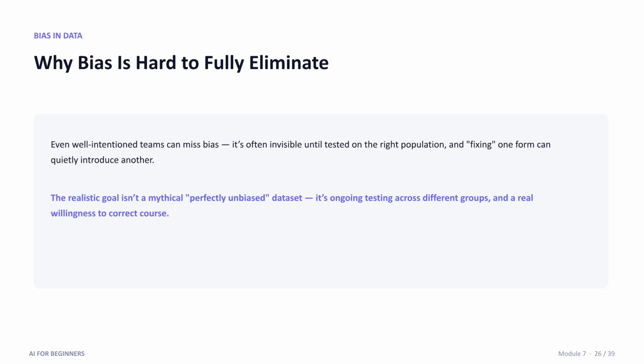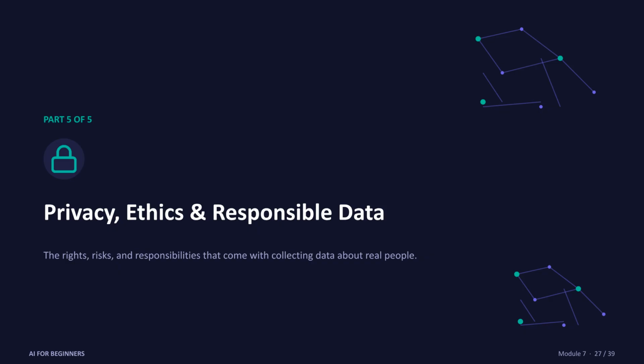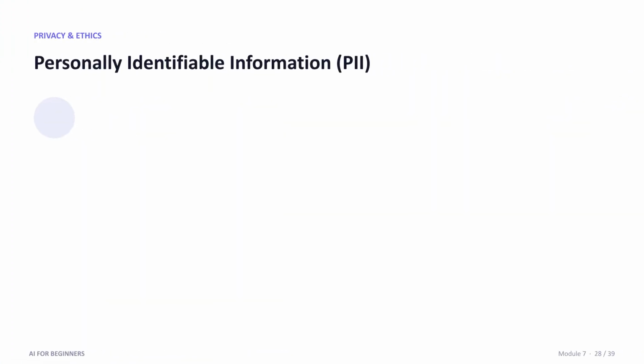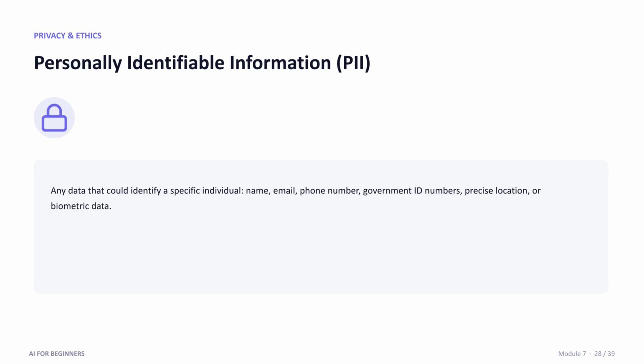Finally, Part 5 covers privacy, ethics, and responsible data usage. As we collect data about real people, we must consider the rights and responsibilities that come with that information. Personally identifiable information, or PII, includes data that can identify an individual, such as names, emails, phone numbers, or biometric data. Handling this information responsibly, knowing what you have and protecting it, is a core requirement of ethical data collection.